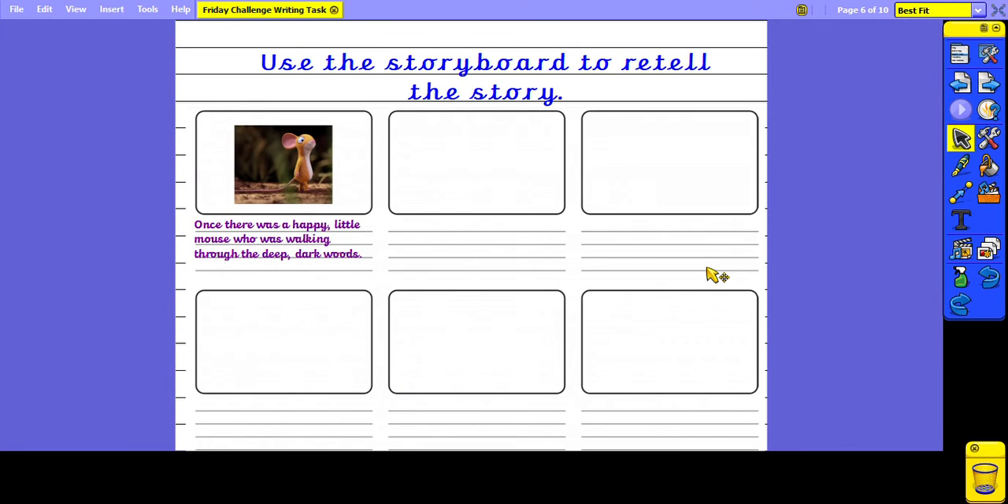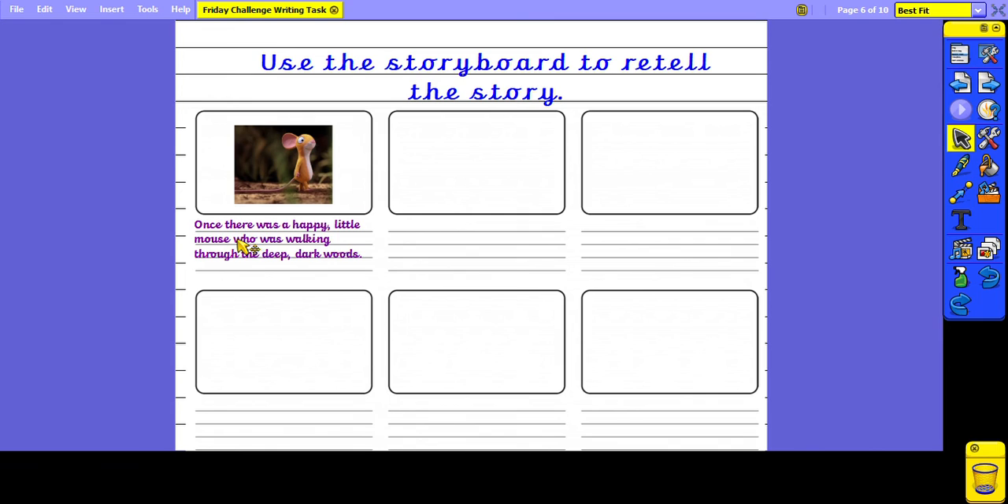You will be using a storyboard to retell the story. So you will need to draw a picture of each part. Now there are 6 boxes, so think of 6 main parts of the story that you want to retell, but they need to be in the right order. You will draw 6 pictures and you can snake it around like this. So this is the beginning, this is the middle, and this is the end.